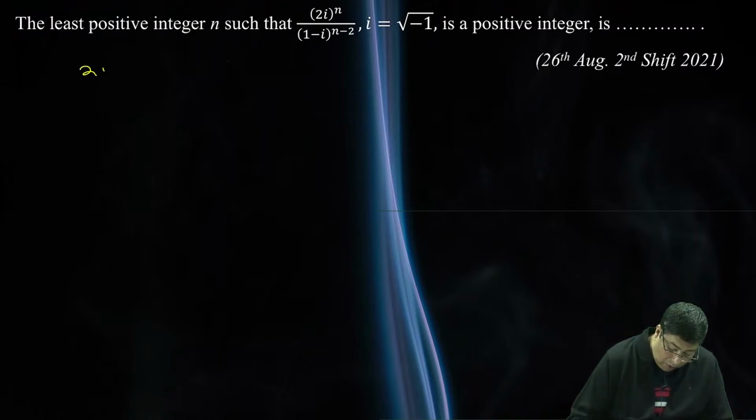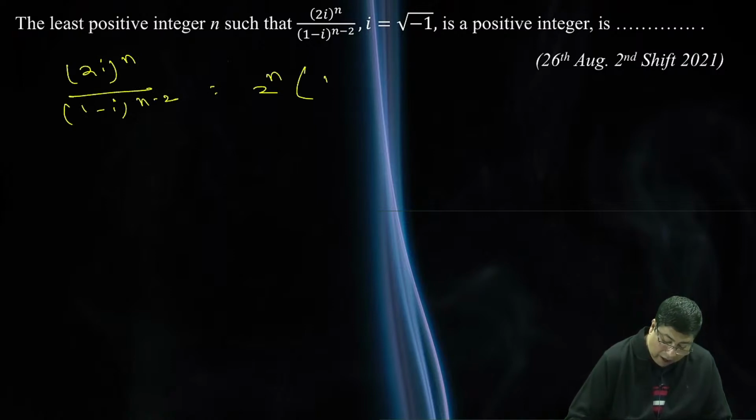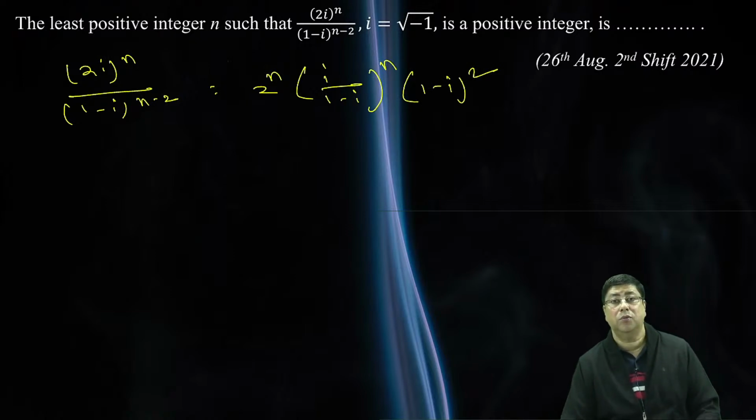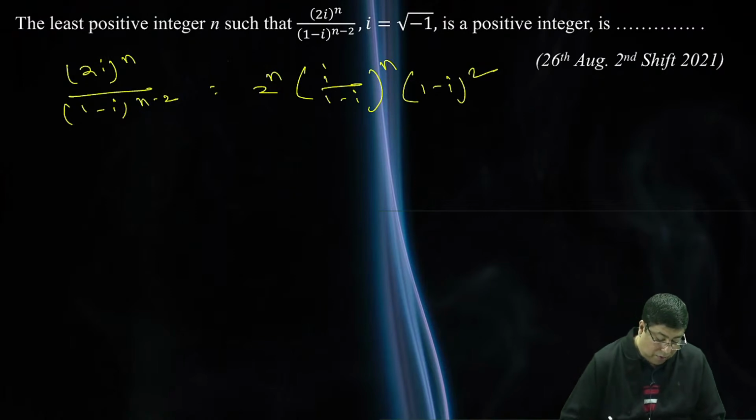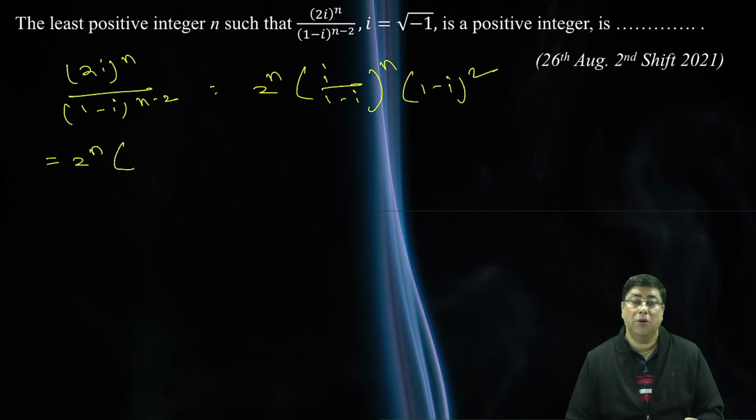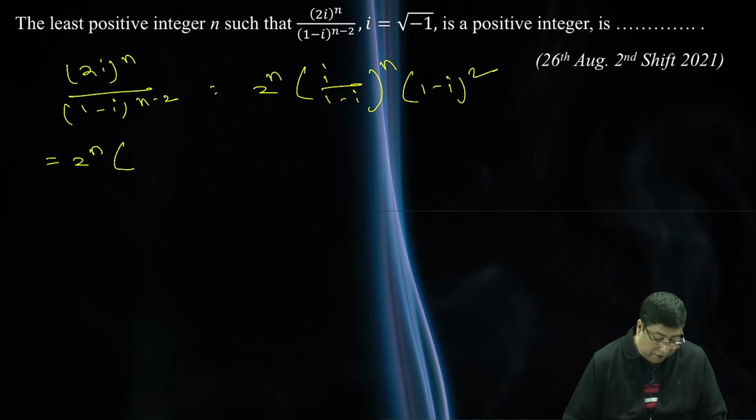So, (2i)^n / (1 - i)^(n-2) equals 2^n i^n / ((1 - i)^n (1 - i)^-2), and (1 - i)^2 means 1 + i² - 2i, that is 0 - 2i. Because we have to calculate very fast, not only that, we have to solve step by step. Something you have to calculate orally and sometimes you have to calculate by writing.